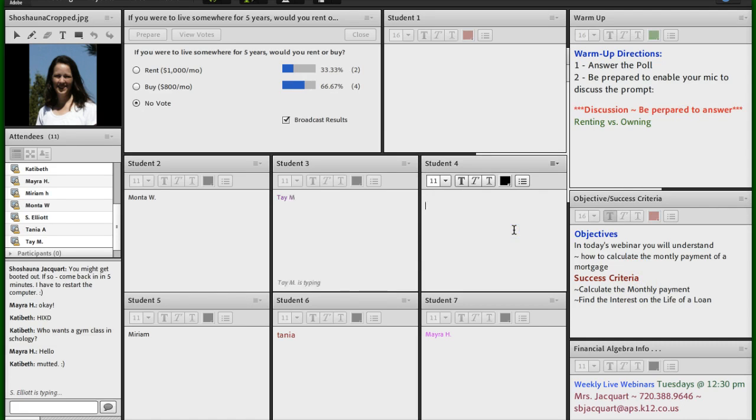Okay, so what we're going to do today is we're going to actually calculate the monthly payment for a mortgage, and then we're going to use that information to find the interest over the life of the loan as well. And I just want to do a little discussion on whether you'd want to rent or own and why, what some of the pros and cons are, and then I'll give you some of my biases, which are by all means biases, but just some of my experience with the financial world and all that good stuff.